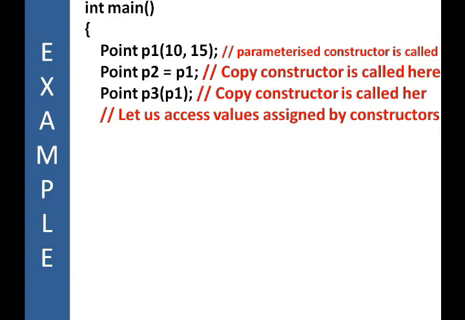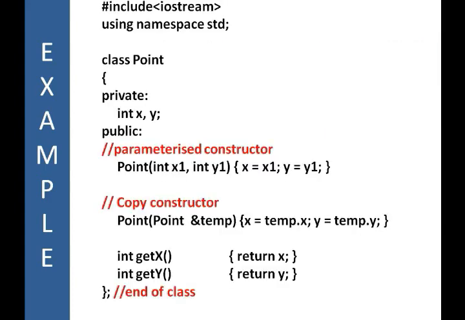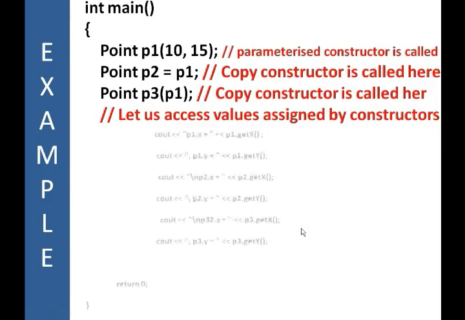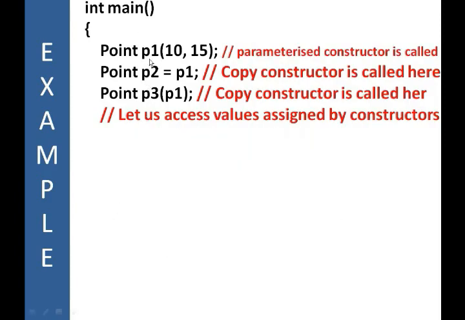So here temp gets the address of p1. So this becomes p1.x, this becomes p1.y, and p1.x will be assigned to x, p1.y is assigned to y. These x and y belong to p2 because we are calling this constructor for initializing the object p2. So x and y of p2 get the values from x and y of p1.